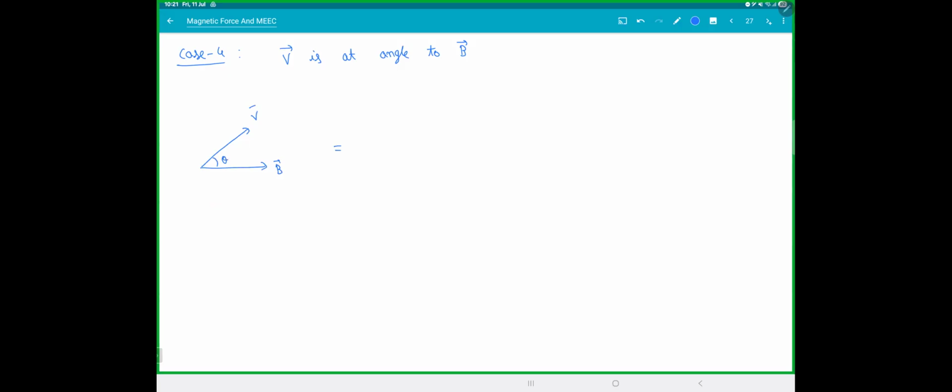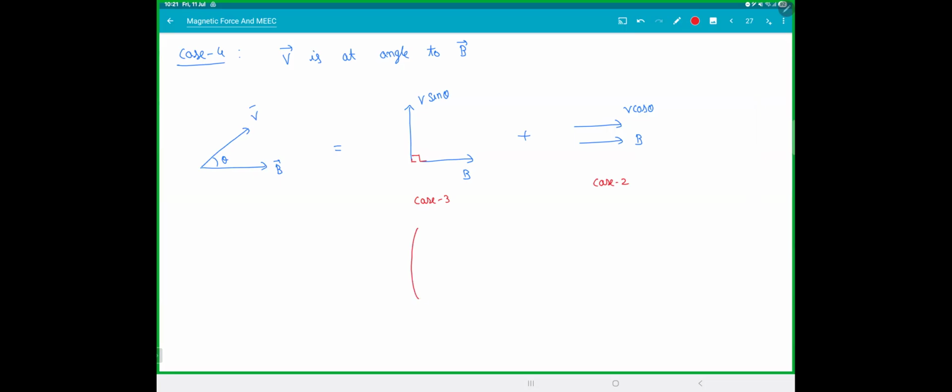We split the velocity into components. So split the velocity into two components. We have V sine theta, B. We have V cos theta and B. Now, if you actually think about it, doesn't this look like case 3? V sine theta and B are perpendicular. Doesn't this look like case 2? Both are parallel.